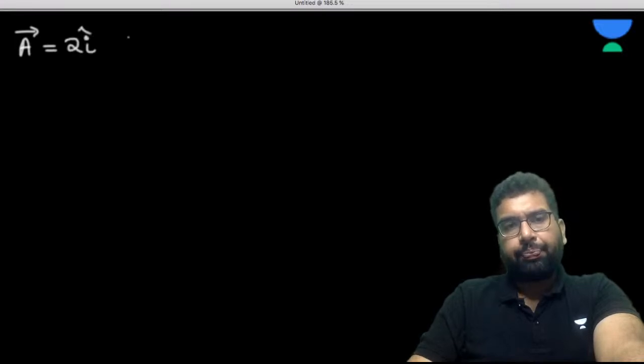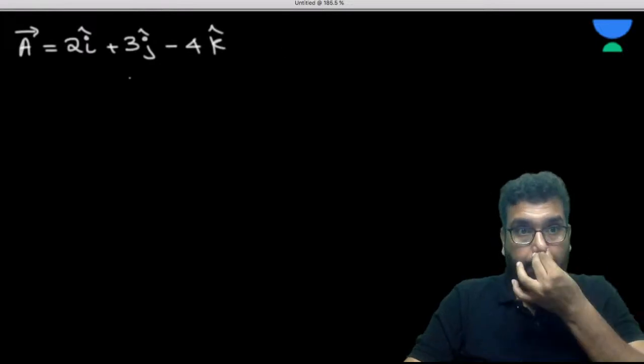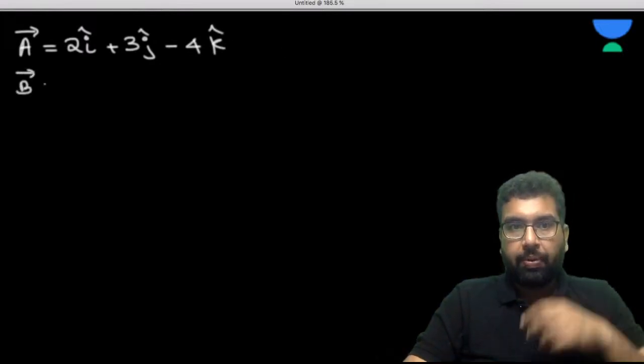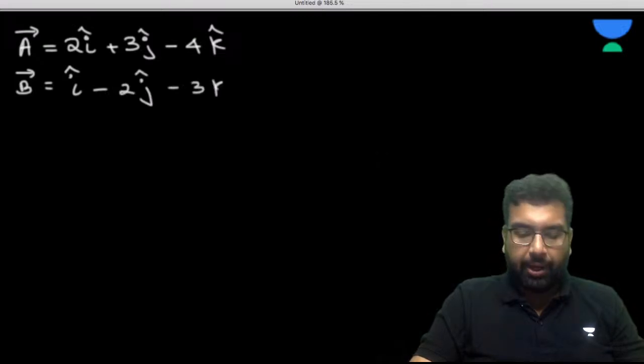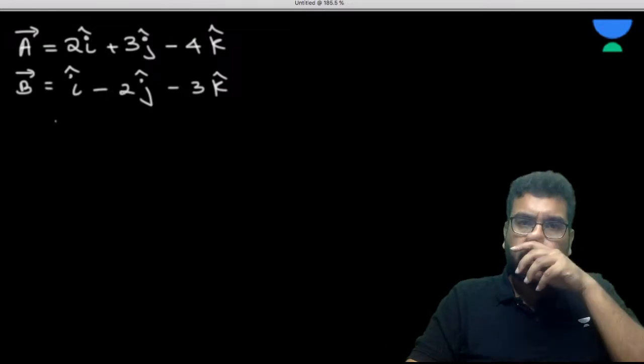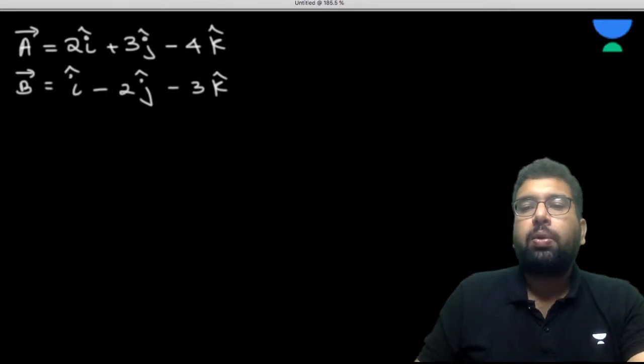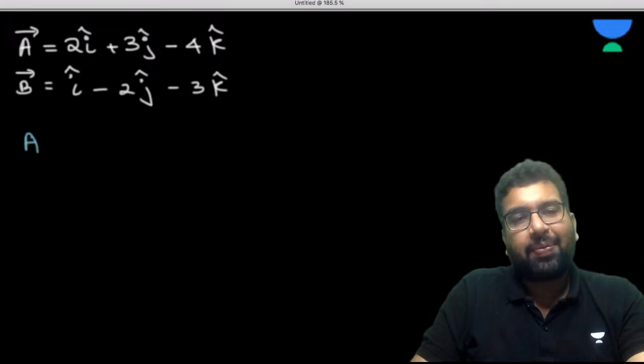Now, a very important thing. Let's suppose we have two vectors. Take a vector as 2i cap plus 3j cap minus, let's suppose, 4k cap, and we have another vector, b vector, that is i cap minus 2j cap minus 3k cap. Let me consider two random vectors. Now I want to do the scalar product of them. See what we have to do, very simply, in short.